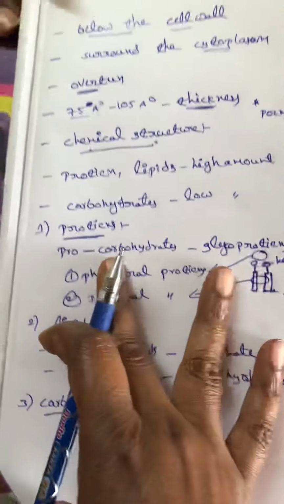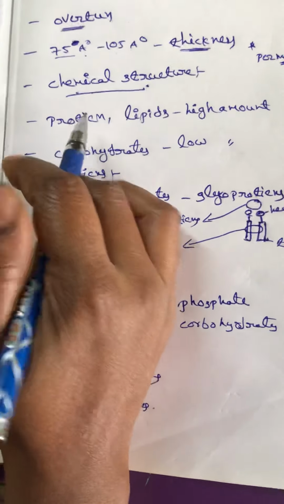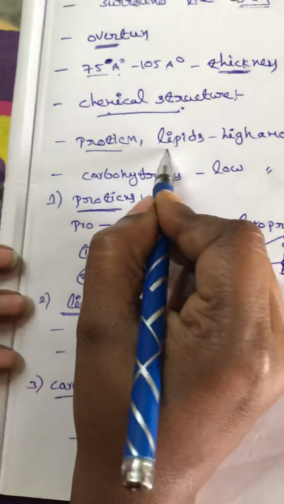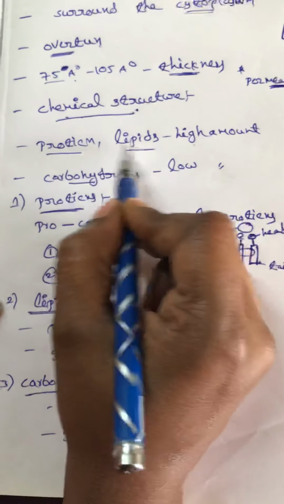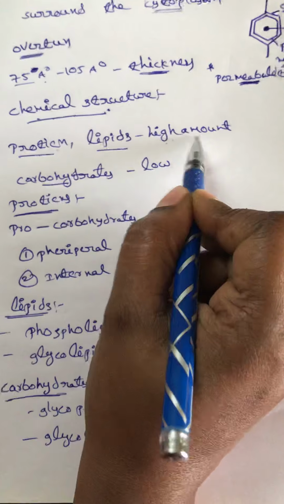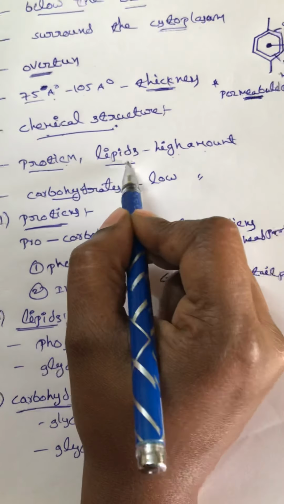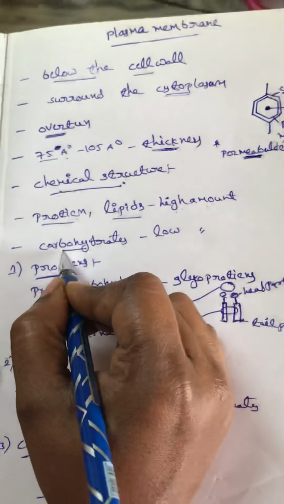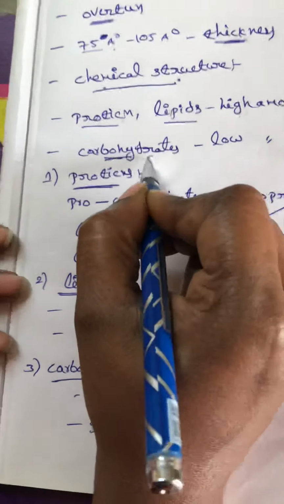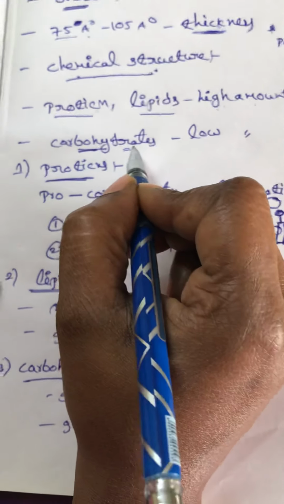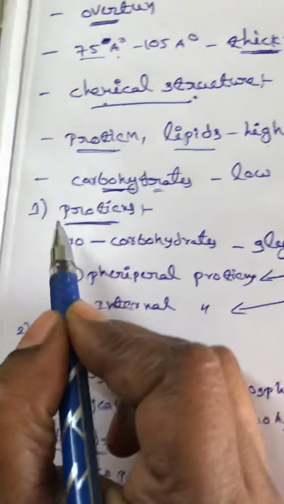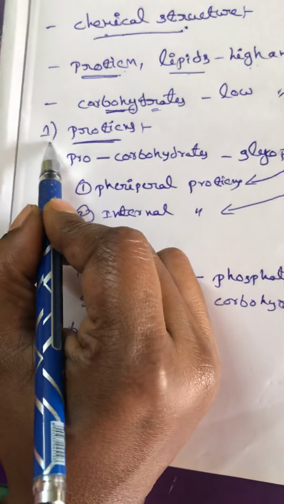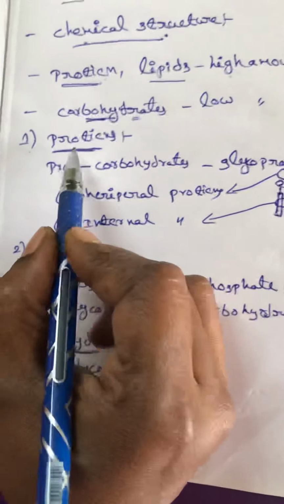Then the chemical structure of the plasma membrane. Chemical structure means this plasma membrane has proteins, lipids and carbohydrates. Proteins and lipids are both seen in rich amounts in the plasma membrane, but a low amount of carbohydrates is seen. First of all, you observe the proteins. How many types of proteins are present in the cell membrane?